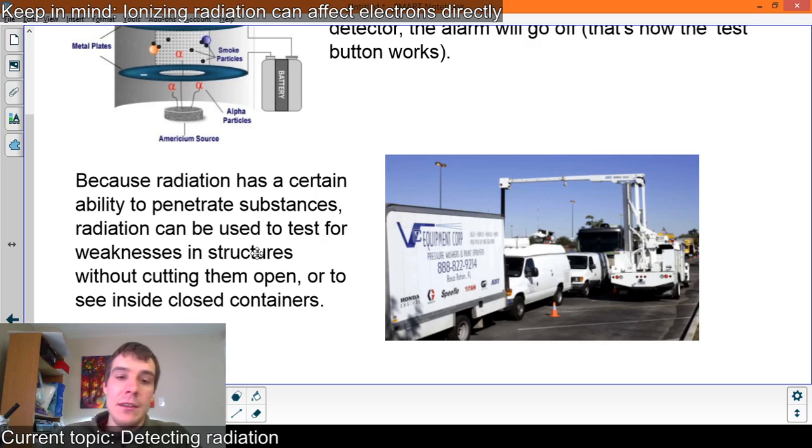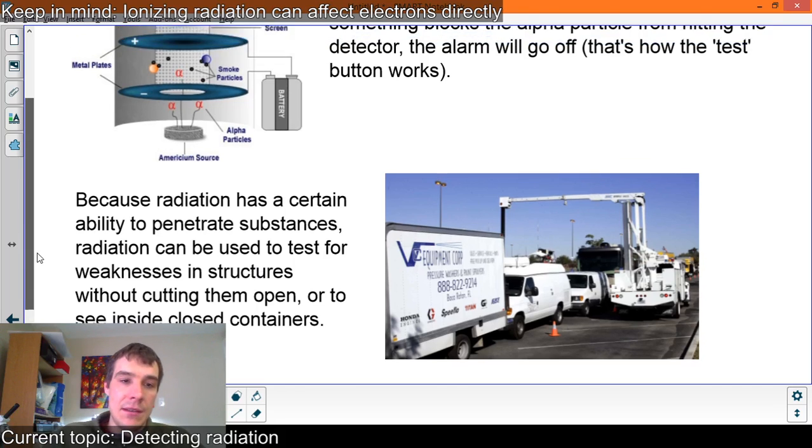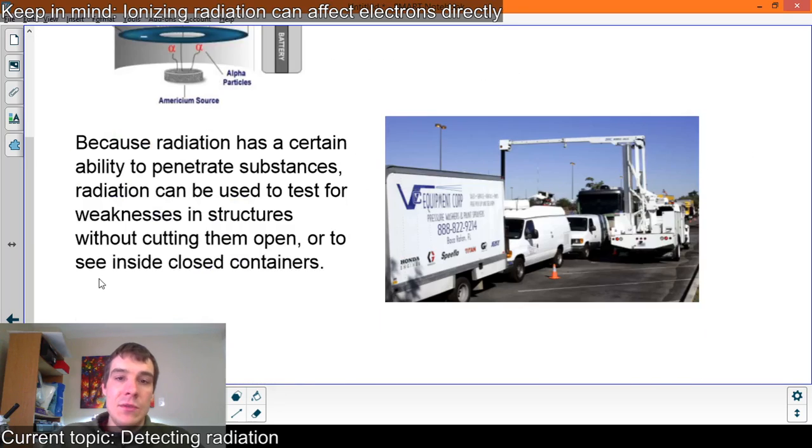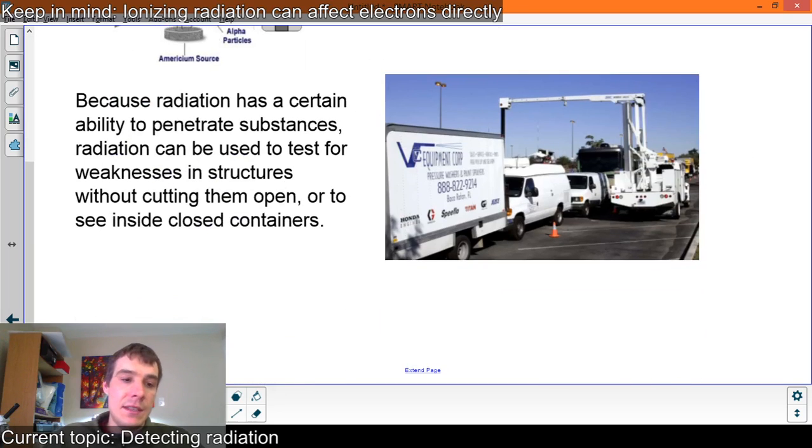This is something called non-destructive testing. And as you can imagine, a lot of people like the idea of testing a built object without destroying it. So radiation tests are one of the ways that can happen. So that's detectors that use radiation, including the non-destructive testing apparatuses.